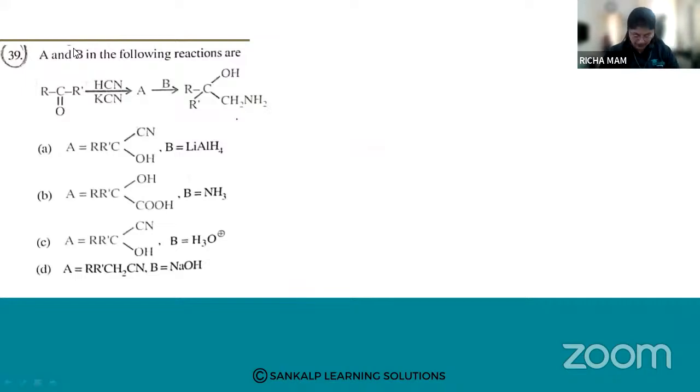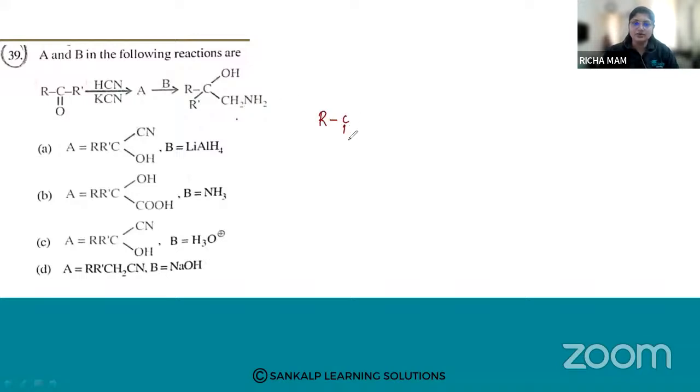Okay. Next question. A and B in the following reactions are... So a ketone is there. With this ketone, you are going to react it with KCN or HCN. You get a product A. This A on further treatment with B will give you this product. So let us follow the steps and find out what A and B are.